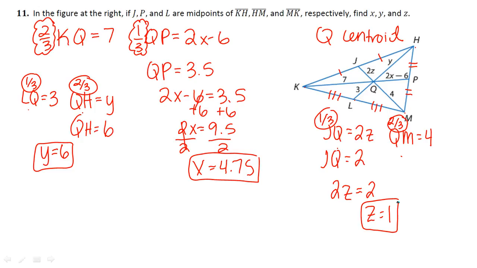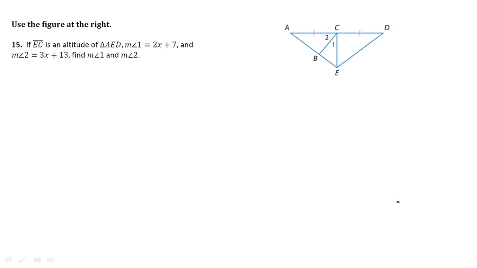Okay, next question I'm going to go over is going to be number 15. In 15, EC is an altitude. That means it's going to go from an angle and be perpendicular to the opposite side. So these will both be right angles. The measure of angle 1 is given and the measure of angle 2 is given, and we need to find the measures of those angles.